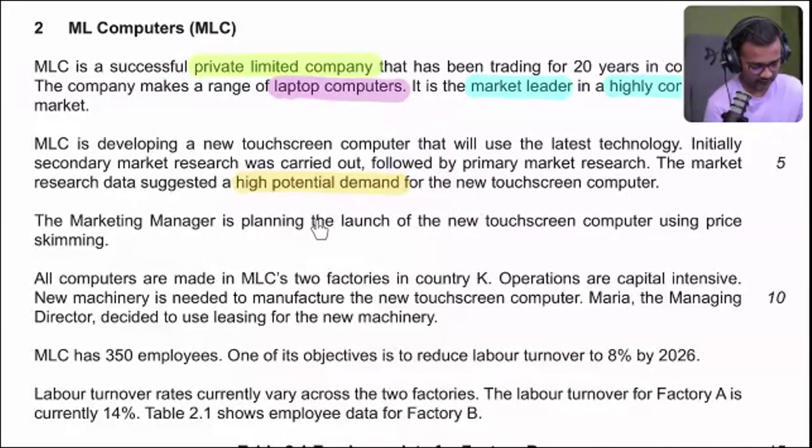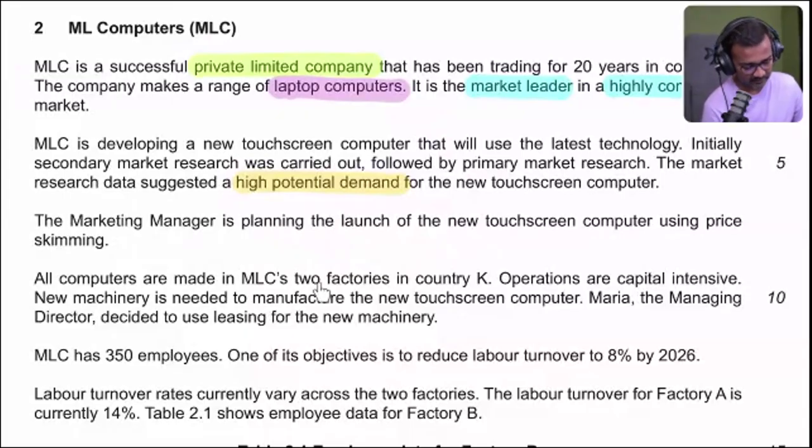The marketing director is planning the launch of the new touchscreen computer using price skimming. Now, we already know price skimming is to set the price higher than the market average. You're doing that because this is a new piece of technology. It's a competitive market. You want to make more money before the competitors copy it and then start making money as well. So that's why you basically try to make all the money in the first few months.